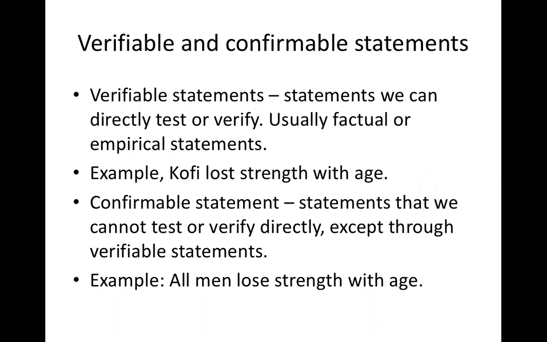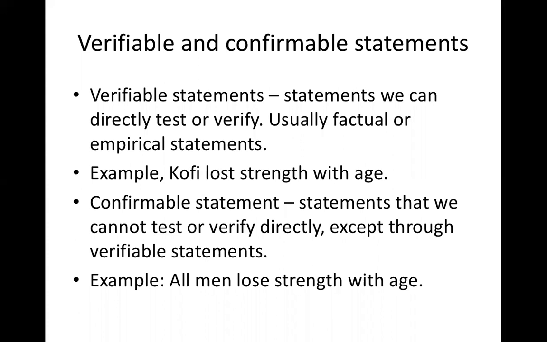Accra is 2,000 miles from the capital of Togo. You can verify that. So verifiable statements are statements you can directly test or verify. They are usually factual and empirical statements. Example: Kofi lost strength with age. You can test and verify it because you know what Kofi could do at a younger age, and you know what he can do now. If he can't do the things he used to do at a younger age, it means he lost strength with age. That means the statement "Kofi lost strength with age" is directly verifiable.